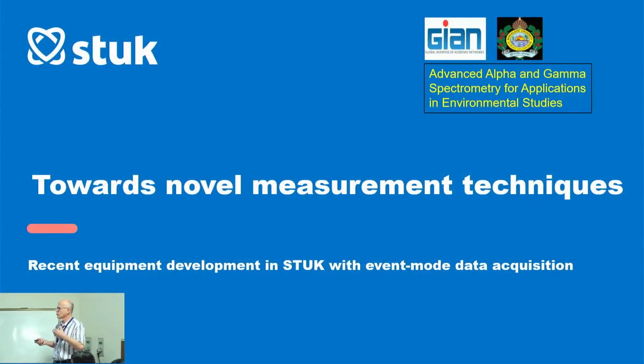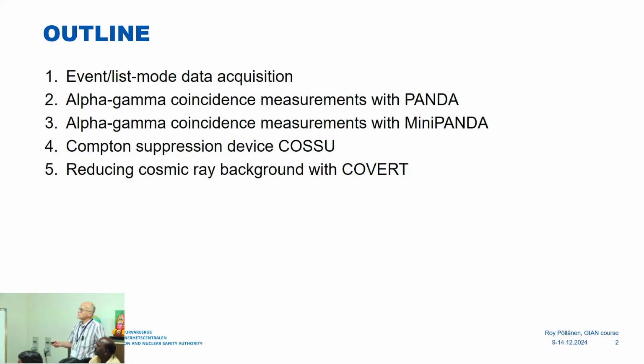Do you know what this event mode or list mode data acquisition is? Have you heard this concept before? All right. I will explain it soon. So we have several quite modern equipment in stock. We have alpha gamma coincidence systems, a Compton suppression system, and a cosmic ray background reducing system.